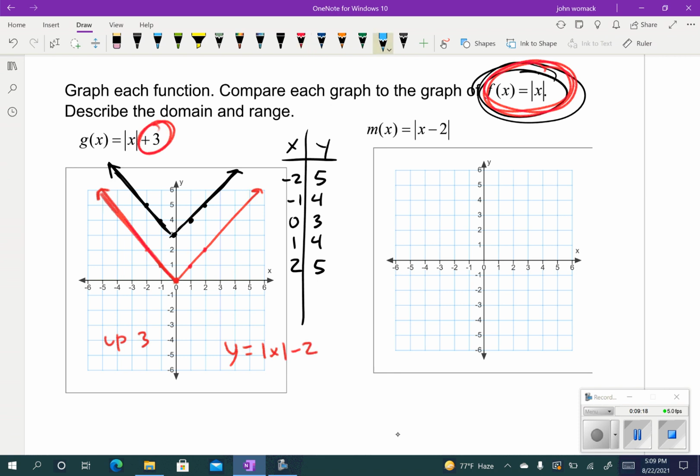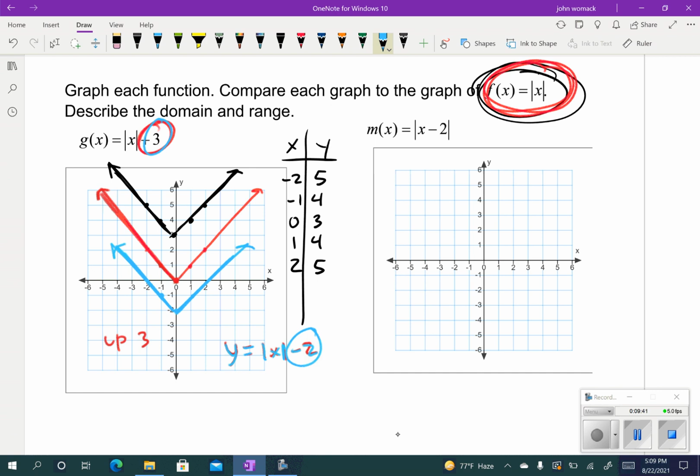let's actually do that in a different color. If I were to subtract 2 from the outside, all that would do is take the graph, the exact same graph, and shift it down 2. So that outside number, either subtracting or adding, does not change the shape of the graph, it just translates it, which means it just moves it.